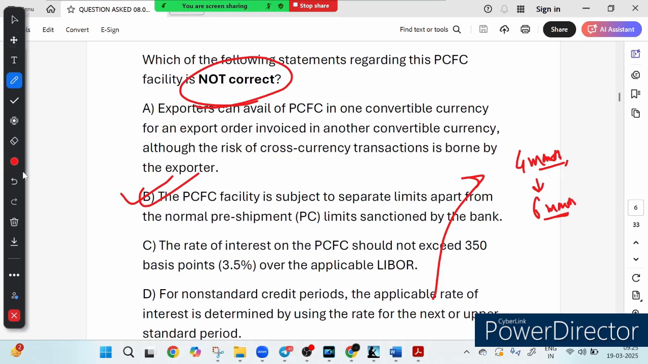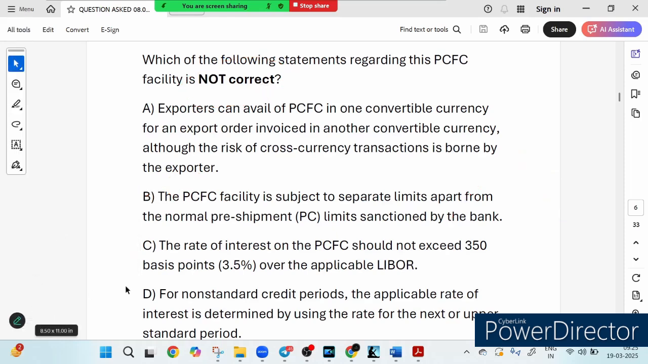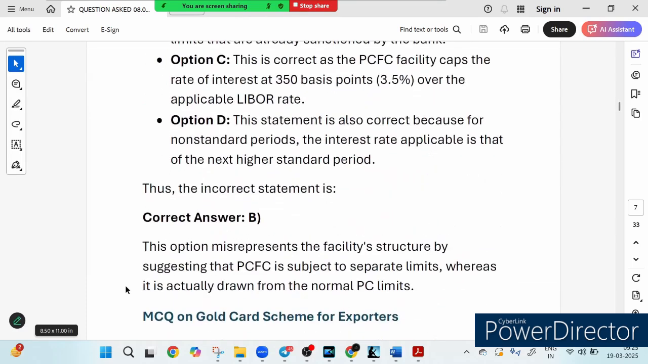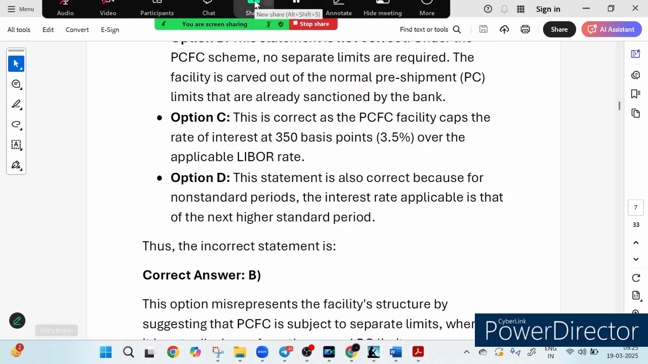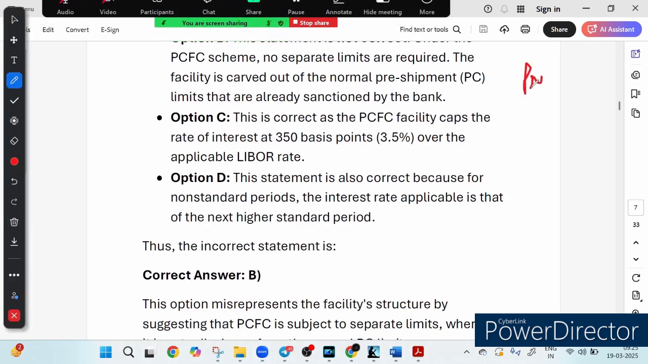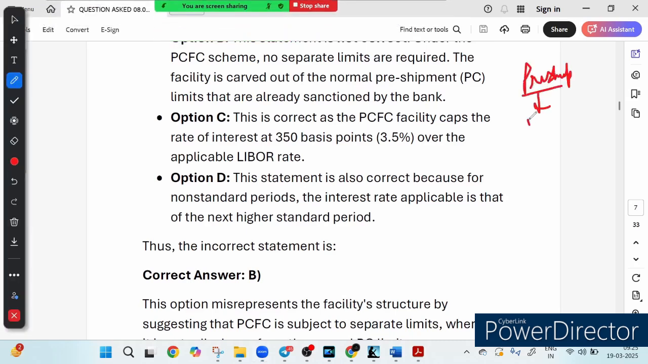So the key learning from this discussion is, first thing, that PCFC is a pre-shipment credit for the exporter. So for the first point you must make it clear that this is a kind of pre-shipment credit, and it is offered in foreign currency, and it is linked to the LIBOR or Euro LIBOR. Second point, cross currency PCFC is allowed, but the exporter bears the exchange rate risk. Interest rate on PCFC cannot exceed 350 basis points, and no separate limit is required for PCFC. It is carved out of the normal pre-shipment credit limit, and for non-standard tenor, the bank applies the interest rate for the next higher standard period.